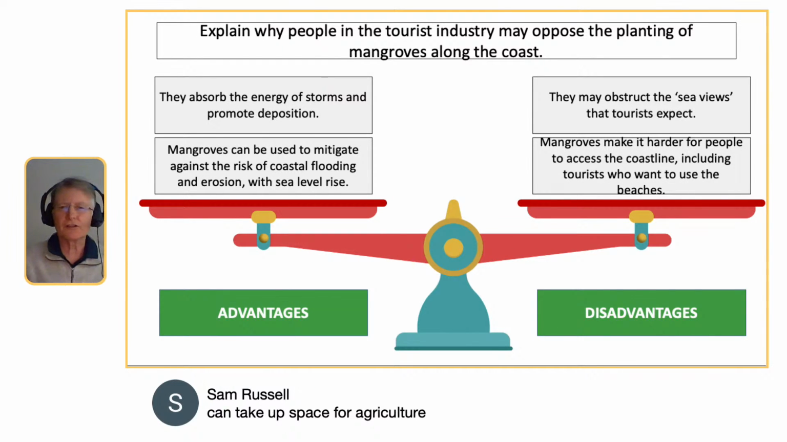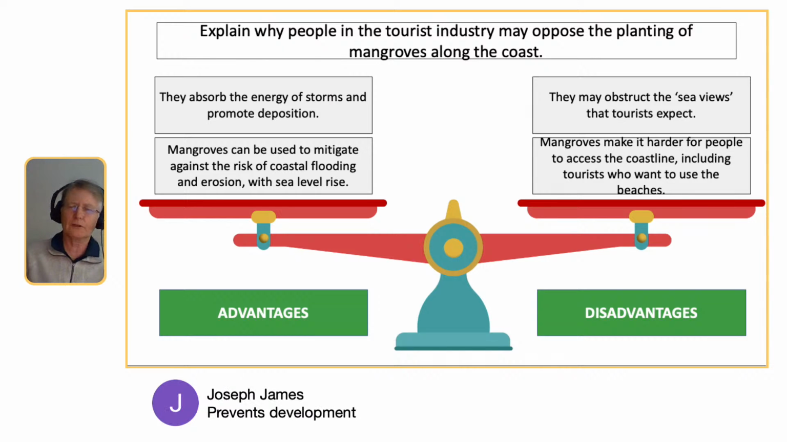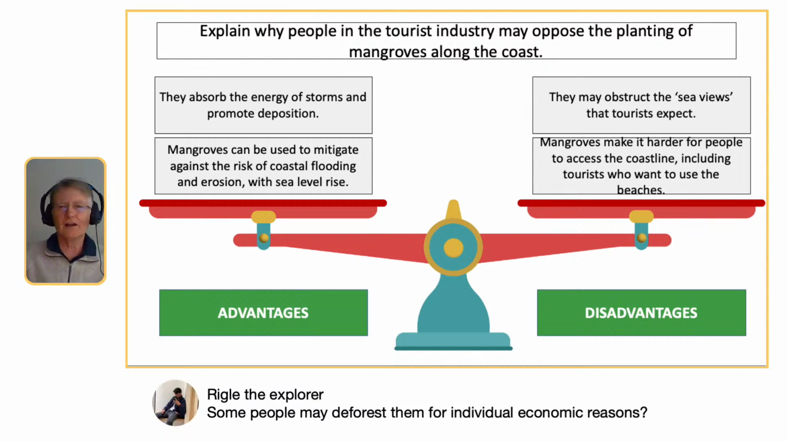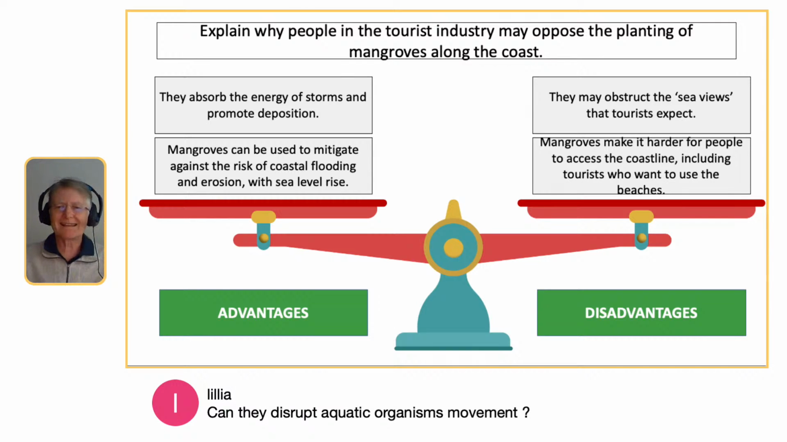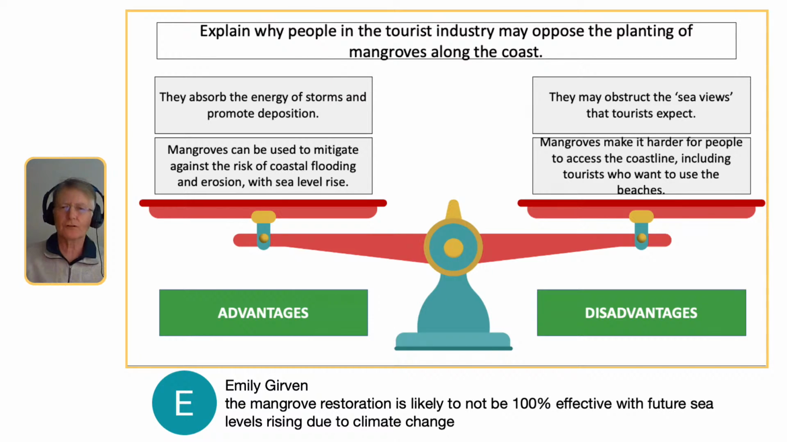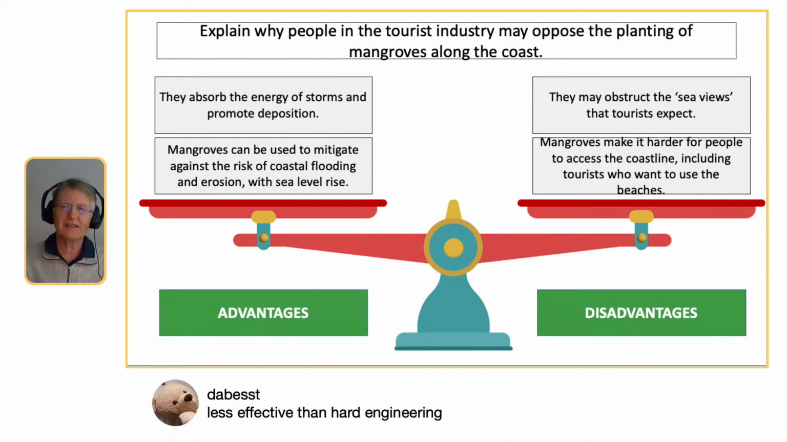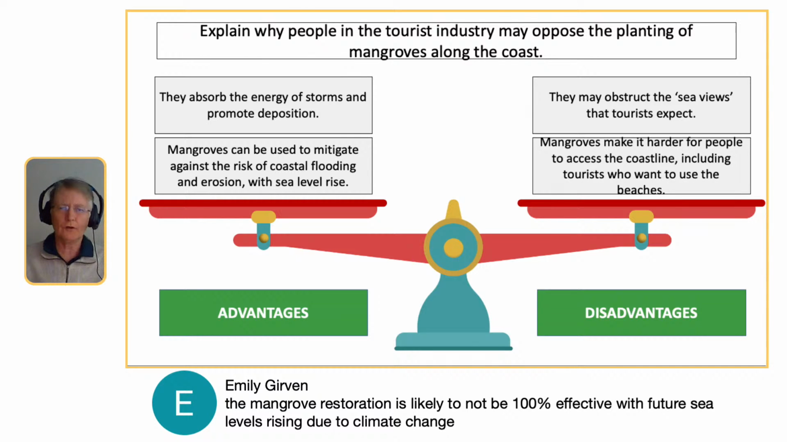So the disadvantages, they may obstruct the sea views that tourists expect. Oh dear, that wouldn't be good, would it, for the sea views? Mangroves make it harder for people to access the coastline. They're notoriously difficult to walk through or to wade through. So if people want to use beaches, that could be seen as a disadvantage. And it has motivated, in some places, the removal of the mangroves. Now, clearly, that's got a lot of problems associated with it. We're just trying to think of, why have they been removed?